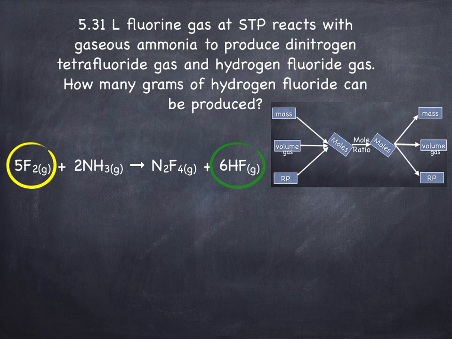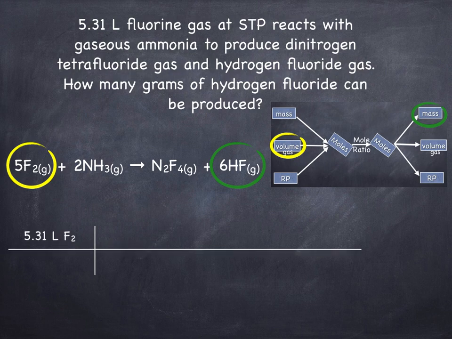I'm going to check the map. The map, we're starting with volume on the left side, which means we don't need a molar mass for fluorine. We are trying to figure out how many grams of hydrofluoric acid is going to be produced, so we do need a molar mass. So again, you might take a second, calculate that, write it above the HF on your formula that should be written down on your paper, and pause the video while you're doing that.